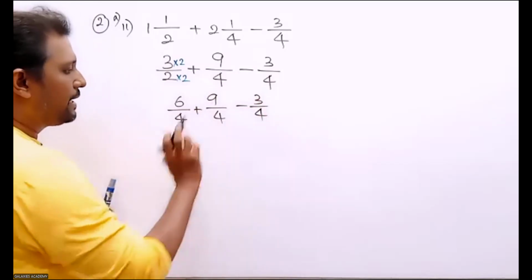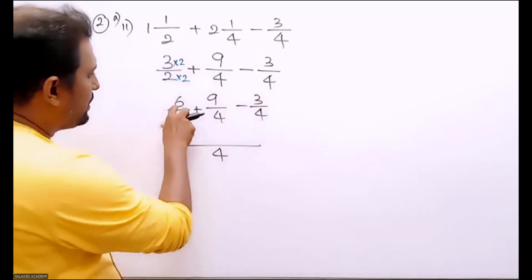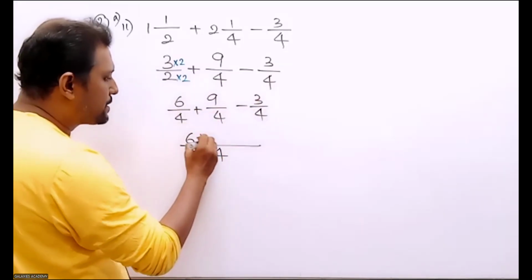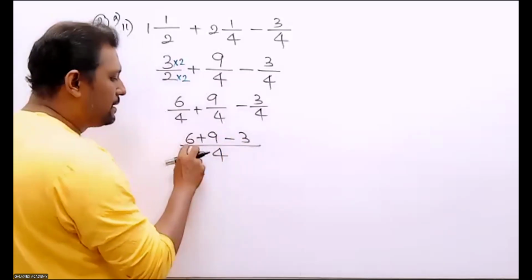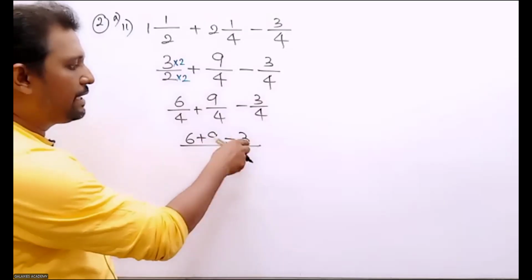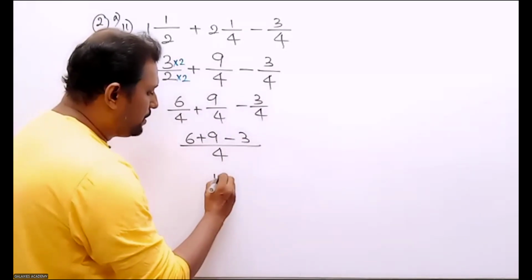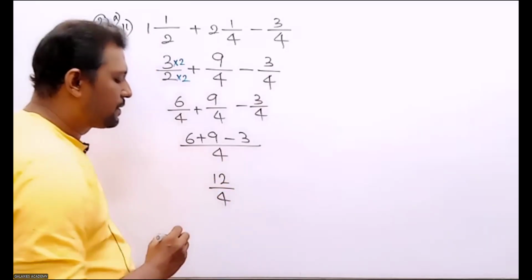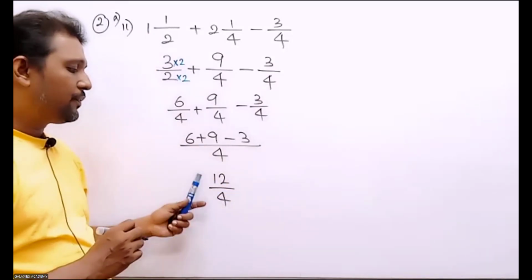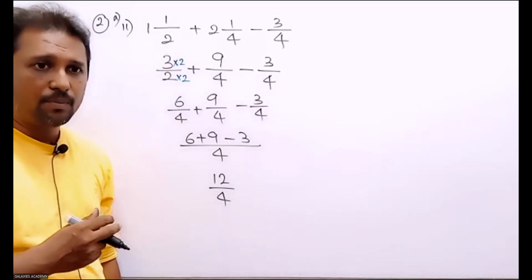Now all denominators are equal. So the answer denominator is 4. Simplify the numerators. 6 plus 9 minus 3. 6 plus 9? 15. 15 minus 3? 12. 12 over 4. Right? 12 over 4 you can simplify, no? You can write the simplest form, no?